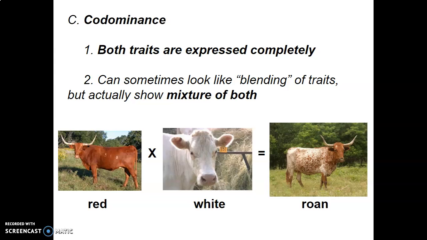Kind of in the same way, we have another situation, an exception to the rule. It's called co-dominance. Okay, and just like we would think about co-captains or co-leaders. Both of them are in charge. They kind of work together to lead things. Co-dominance is when both traits are expressed completely. And this can look like a blending, but actually it shows more of a mixture of both of them. It doesn't just blend like with those snapdragons, red and white, and then you get a pink flower.